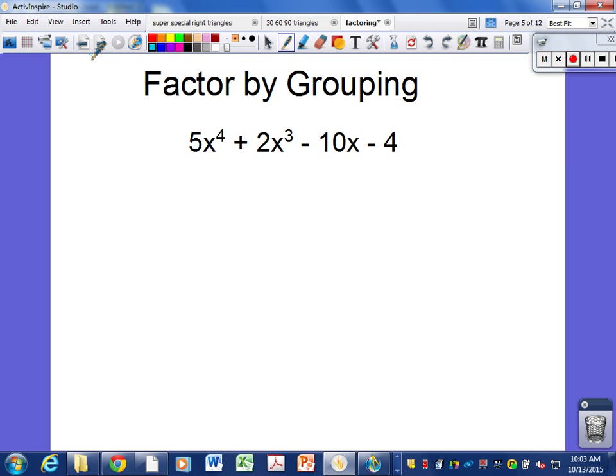So that's factoring by grouping. Kind of weird, actually very weird, but we'll be okay. You always group the first two things and the second two things. So 5x to the fourth plus 2x cubed has an x cubed in common, which leaves us with 5x and a 2.